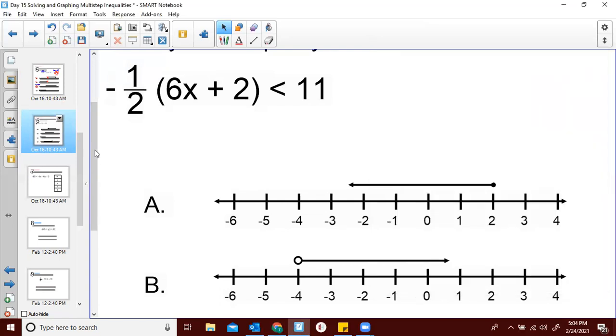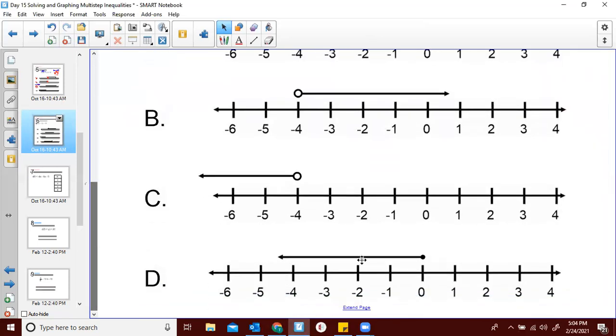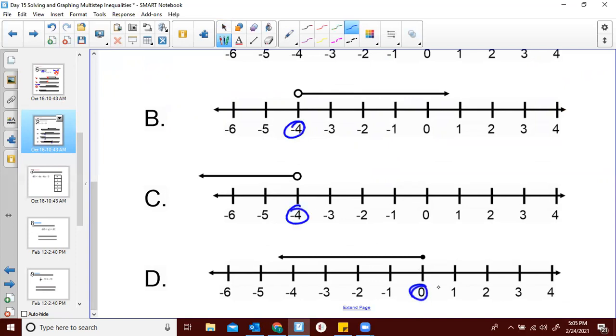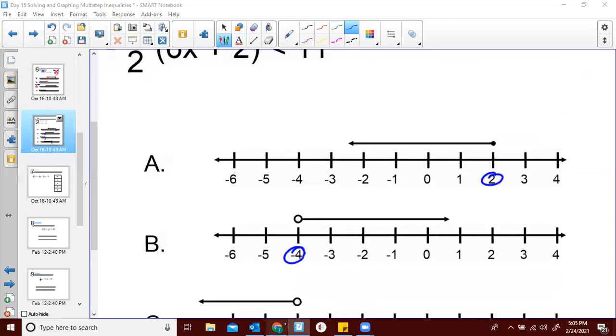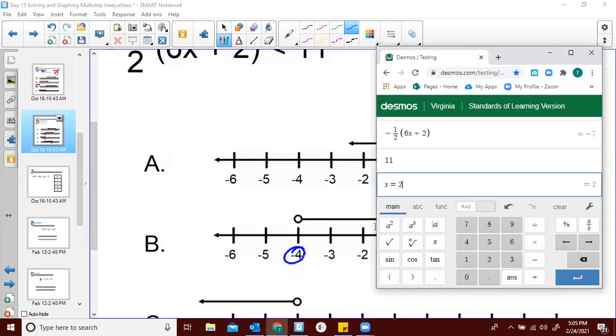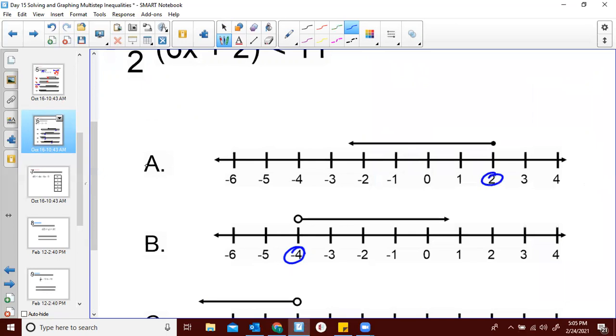I have 2, -4, -4, and 0, because I'm just looking here. I have this -4, -4, where my circle or my dots are above 0, and 2. So I want to try these out. Let's try 2. I get -7 and 11. So A is gone.